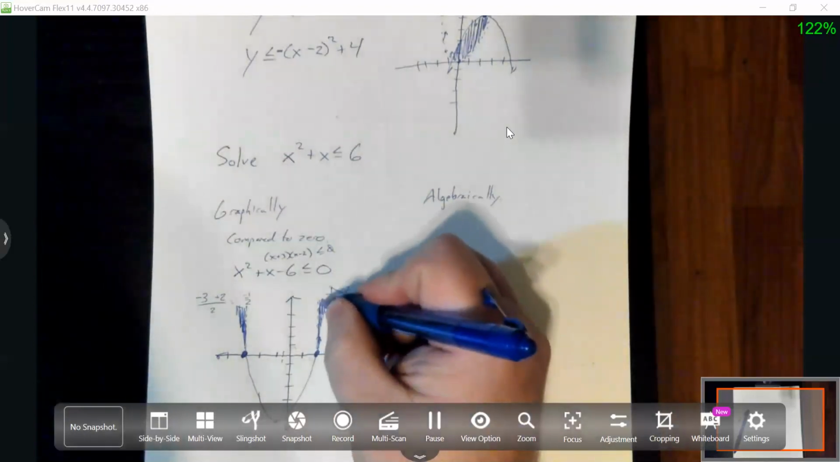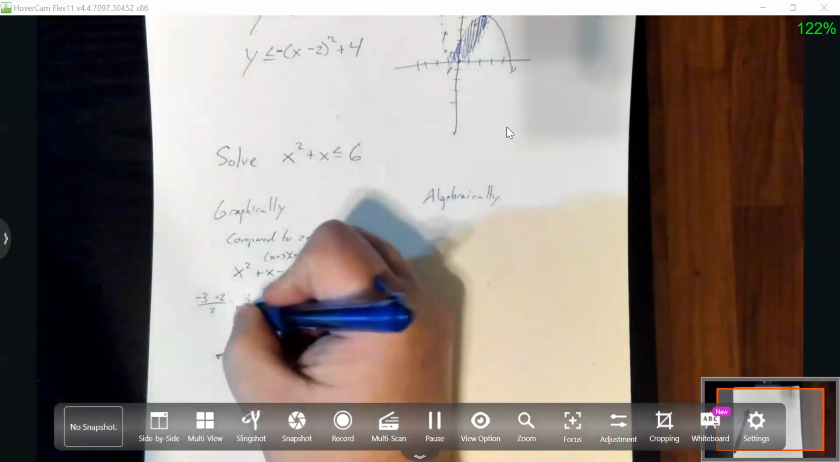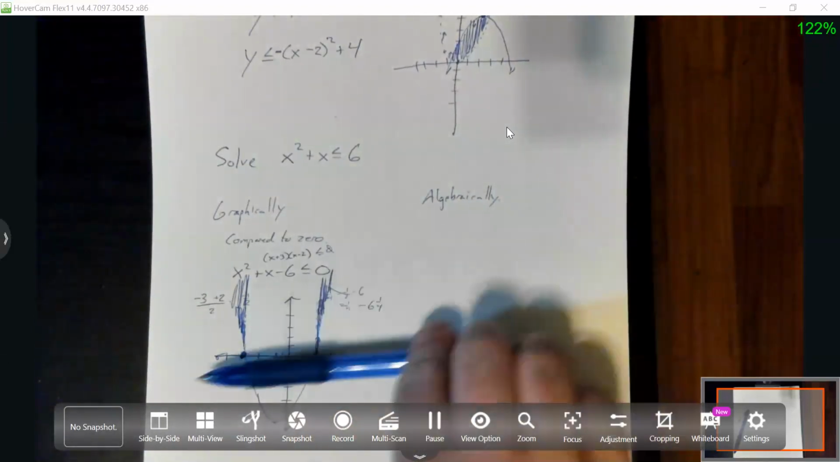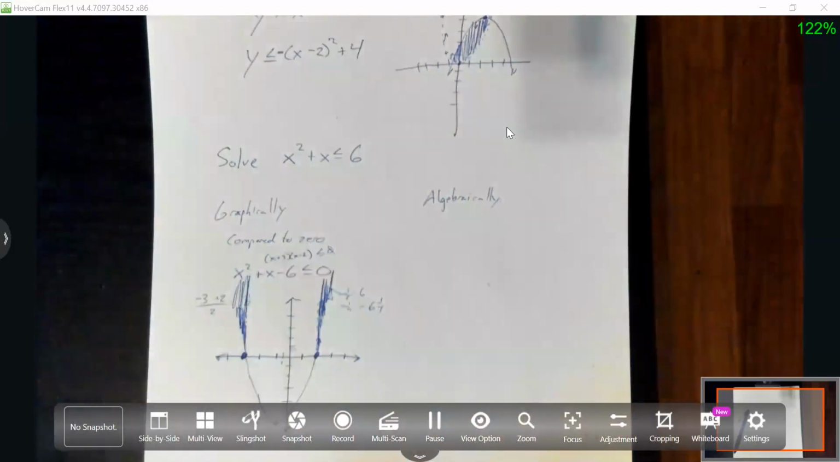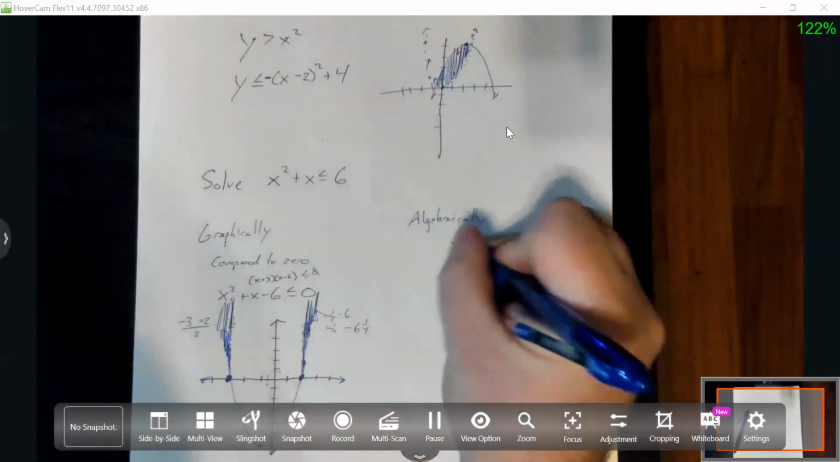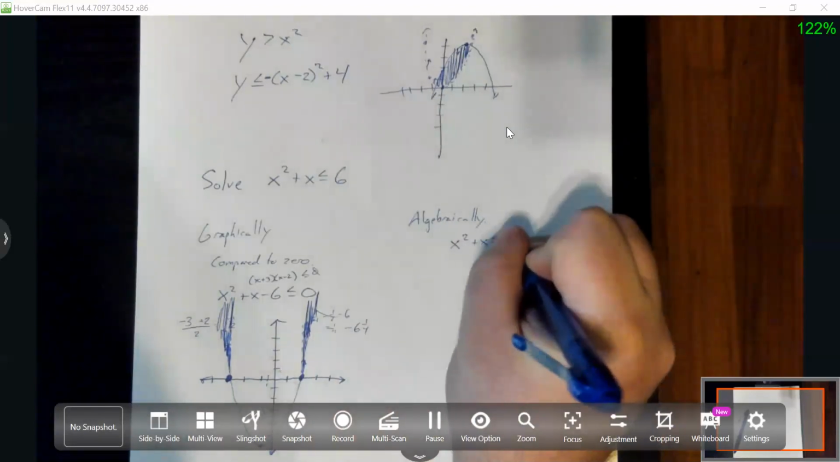And then it would keep going off to the right as we go up. So again, we're only looking at the regions where it's actually above the x-axis. That's kind of graphically what we're doing with this. Let's look at it algebraically instead. So again, we're starting with our x squared plus x is less than or equal to 6.